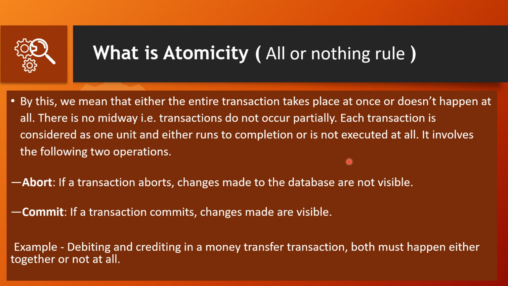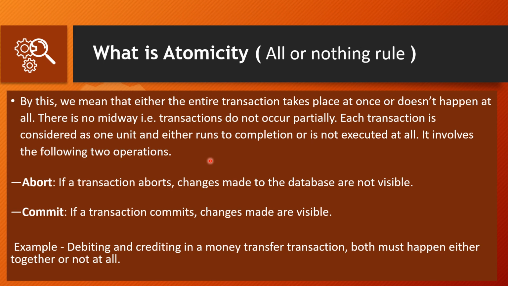Let's take an example. Suppose we withdraw 1000 rupees, and 800 get into your hand and 200 you did not get. There is no kind of partial transaction happening. Either you'll get all 1000 rupees or you're not going to get any of the amount. The transaction does not occur partially, meaning it is not split in any way. Each transaction is considered as one unit and either runs to completion or is not executed at all.